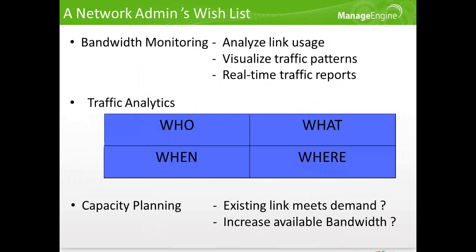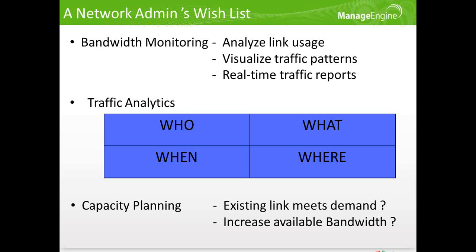So these are some of the many things a network administrator will wish for. First, let's talk about bandwidth monitoring. Bandwidth monitoring and traffic analytics is a very important factor in performance monitoring. It would be an understatement to just say important. It's high up in the list of must-do things for your network. So you will need to analyze the link usage, find traffic patterns, and if you can get that report in real time, all the better. It's really important to know how much of your T1 line is being used. That is what bandwidth monitoring is.